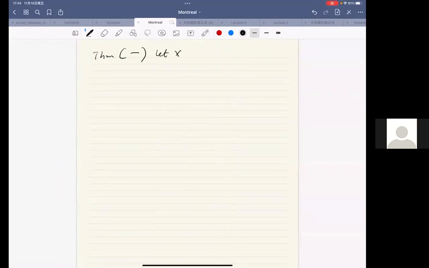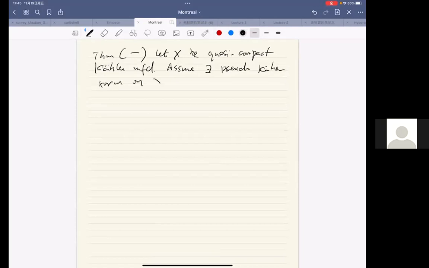So let X be a quasi-compact Kähler manifold. Assume there exists a pseudo-Kähler form omega on X, such that its holomorphic sectional curvature is less than 2π minus c. I put 2π for some special reasons, for some constant c. Then there are two consequences.